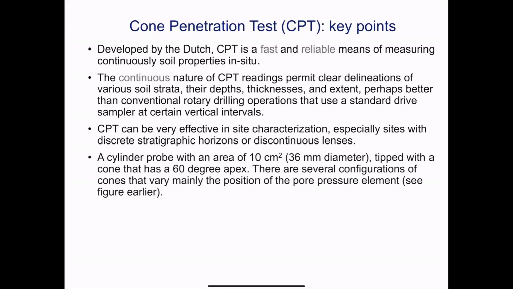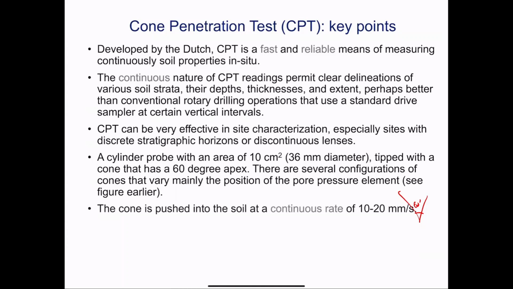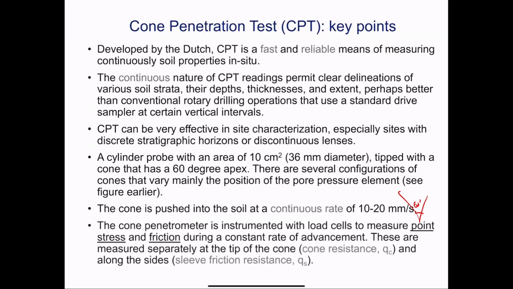CPT probes are generally 36 millimeters in diameter with a cross-sectional head of 10 centimeters squared. The typical shape of the cone has a 60-degree apex. So the apex is this 60-degree apex. And I showed you other configurations, but the most commonly used one is this 36 millimeter diameter, 10 centimeters squared, 60-degree apex. And the typical loading rate is about 10 to 20 millimeters per second, so it's quite slow. So it's a quasi-static test. It's a penetration test, but quasi-static.